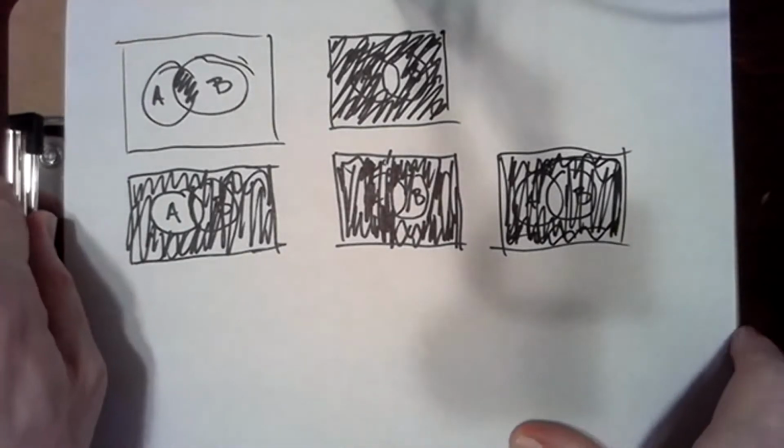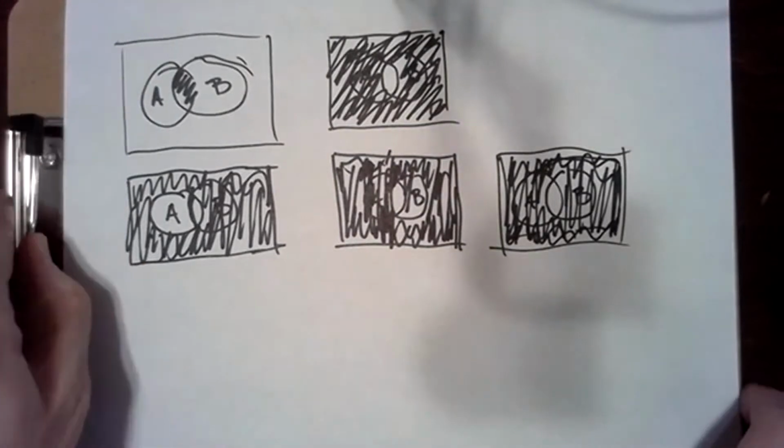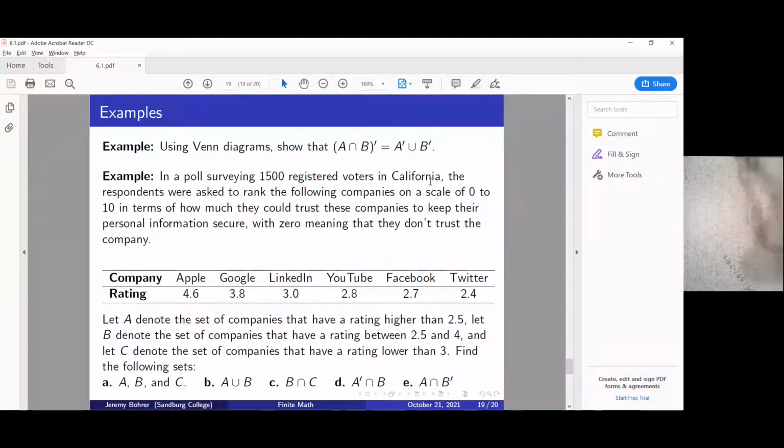Moving on, in our next problem, we're given a bit more information. In a poll surveying 1,500 registered voters in California, the respondents were asked to rank the following companies on a scale of 0 to 10 in terms of how much they could trust these companies to keep their personal information secure, with 0 meaning they don't trust the company, and 10 meaning they trust the company completely.